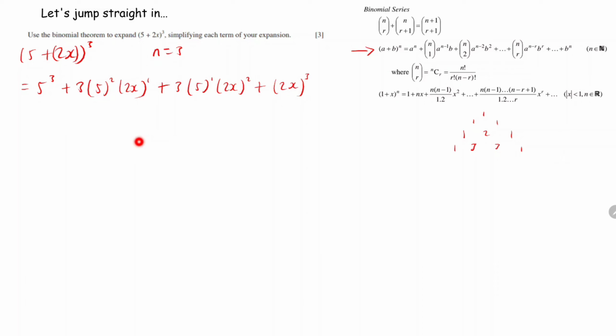Now this does need to be simplified. I just want to go through some basics again here. The first and the last term you notice are both to the power of 3.